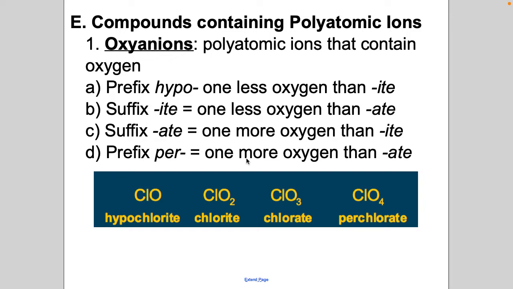And I usually guess correctly, but so hypo just means one less oxygen than ite, and then ate and ite are opposites of each other, but ite has less oxygen than ate, and then the prefix per just means, hey, there's more oxygen in that one, right? Okay, so all you got to know is if you see these prefixes, oh, there's going to be oxygen in that polyatomic ion. That's all you need to know from this slide.